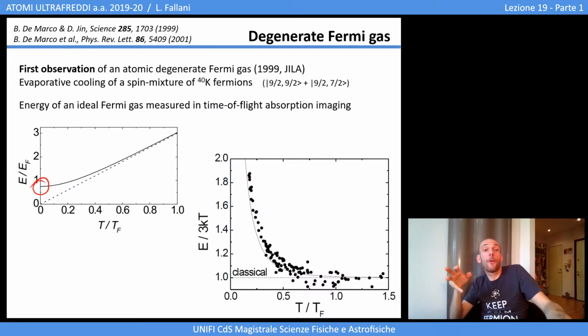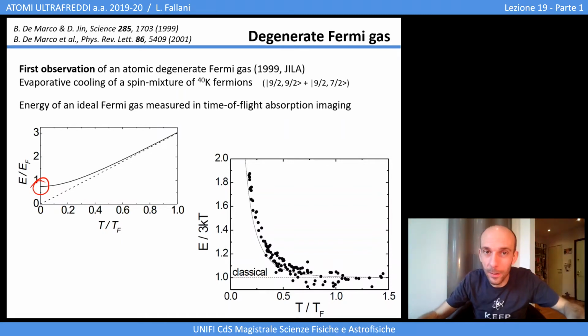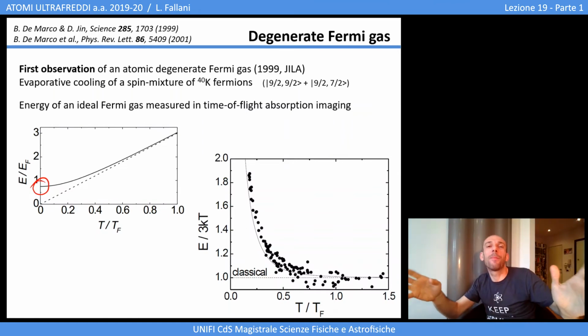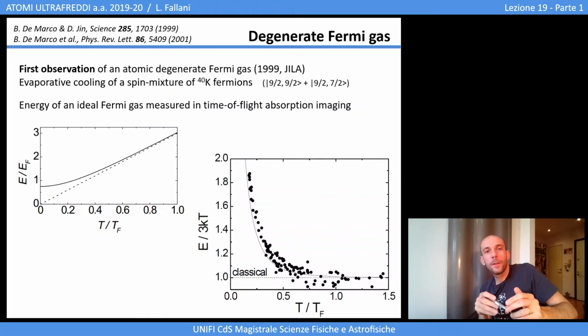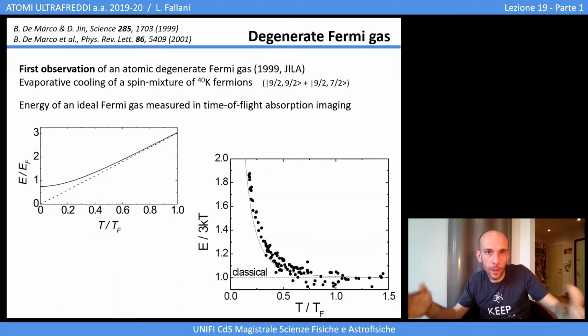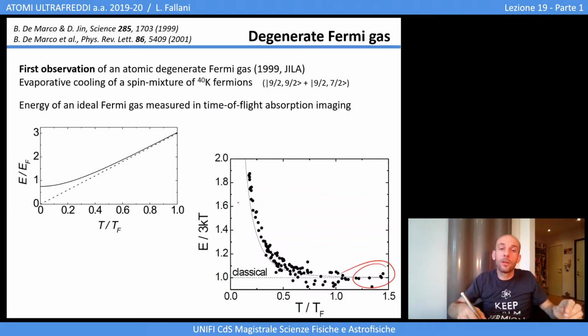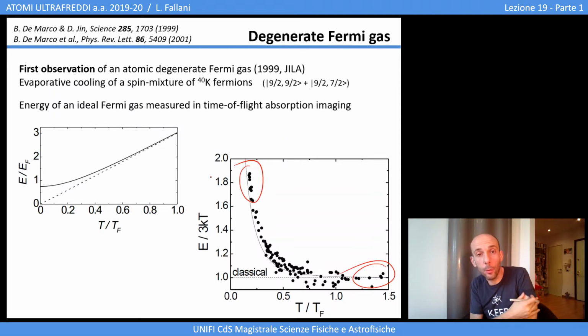This measurement is performed with a standard time-of-flight absorption imaging, as we have considered in the previous lecture. You have your gas, and your gas is expanding when you remove the trap, so you can measure the velocity of the particles. So you can measure the kinetic energy of the particles, and from that you can extract a direct measurement of the energy of your gas. This is the first experimental proof of achievement of Fermi degeneracy in an atomic gas, and you don't have any phase transition, as we already said. The system changes continuously from a classical gas to a gas in which quantum effects can be observed.